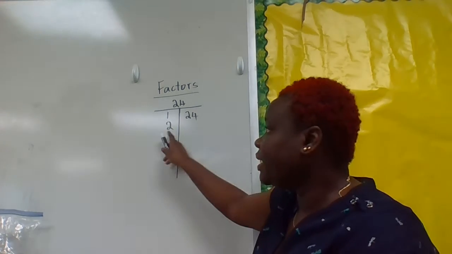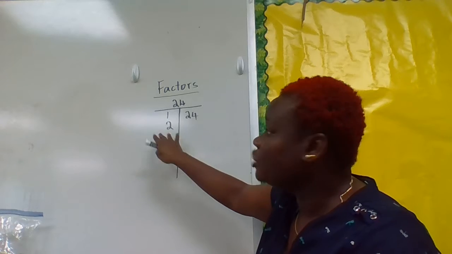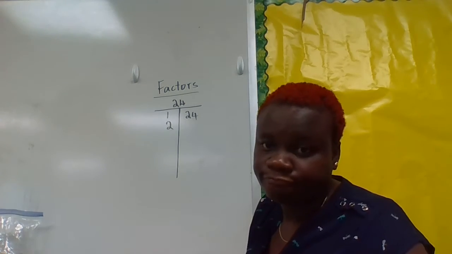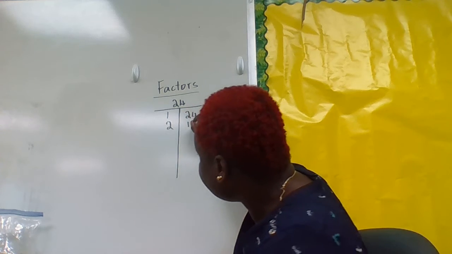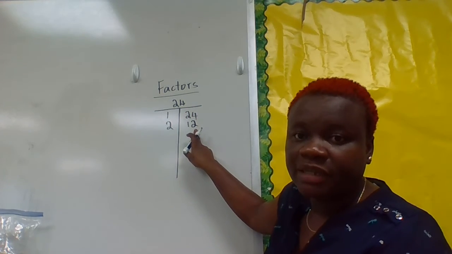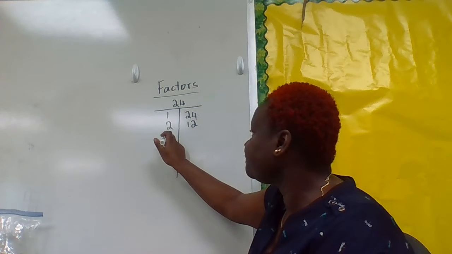Then I'm going to try my next number, 2. And I'm going to ask myself, how many times can I get 2 out of 24? Yes, you're right. I can get 2 out of 24 12 times. I'm going to write it on this side of my T chart. Then I'm going to go with my next number, 3.